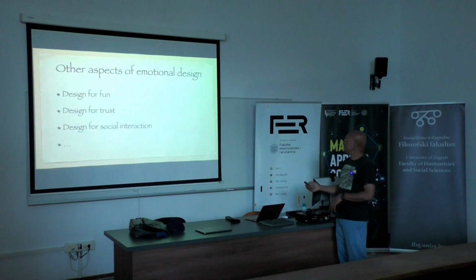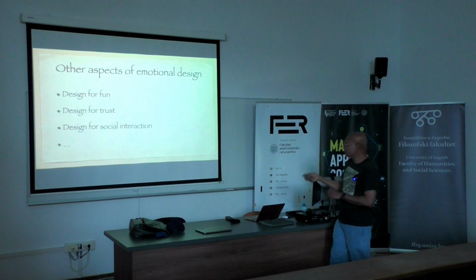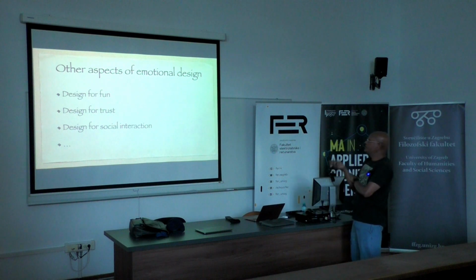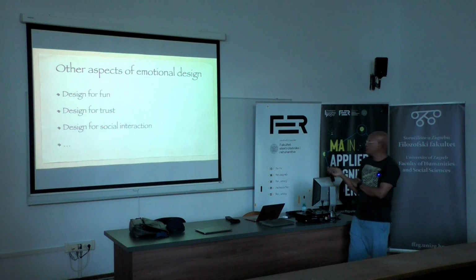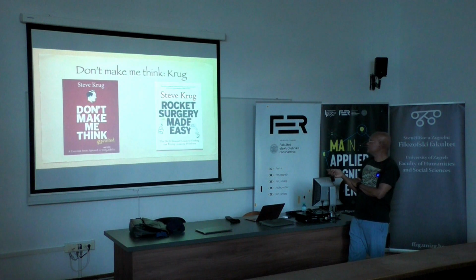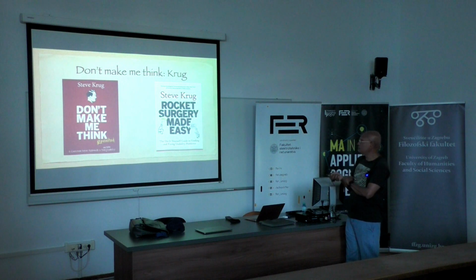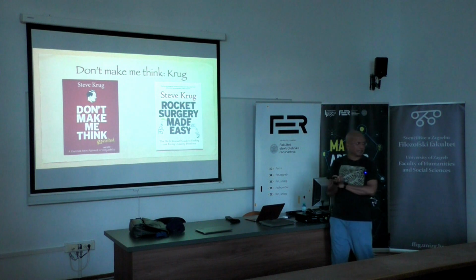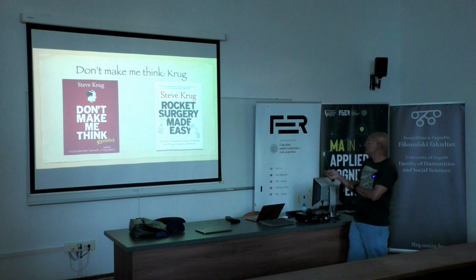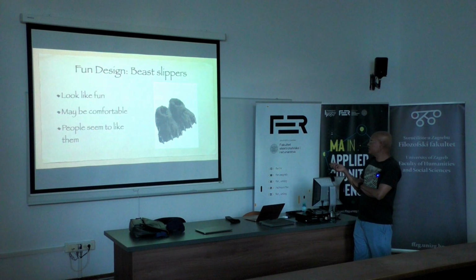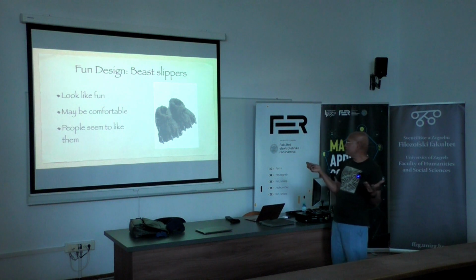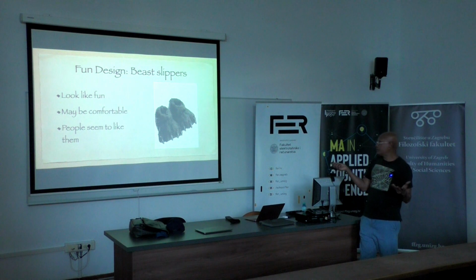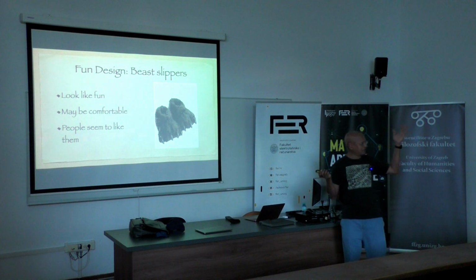So anyway, this is an example. I'll be brief now. There are some other aspects of emotional design: design for fun, design for trust, design for social interaction. I'll just show you some pictures. These are some books by this guy Steve Krug. They are mostly about website design and usability testing, and this fun design, like sometimes you design things. So these are all aspects of emotional design. You design things for fun, like these beach slippers, which you probably see in a Christmas market.